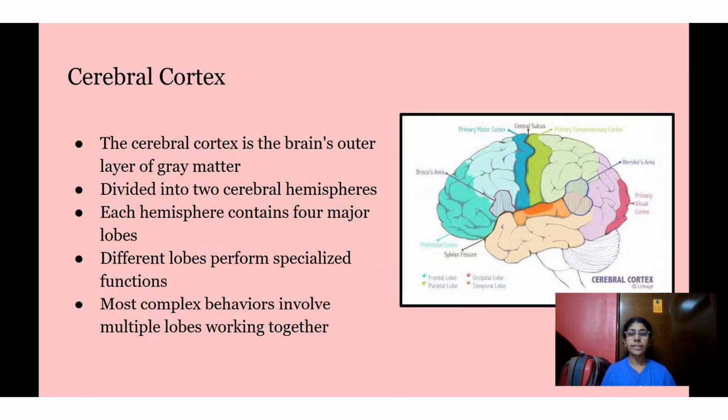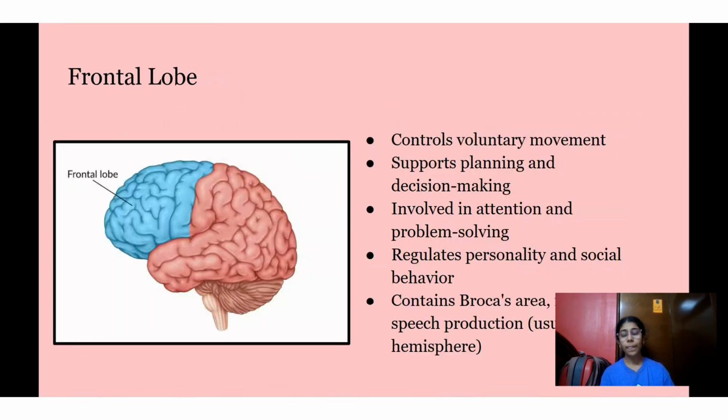The cerebral cortex is the brain's outer layer of gray matter. It is divided into two cerebral hemispheres. Each hemisphere has four major lobes. Different lobes perform specialized tasks, and the most complex of behaviors involve using and working multiple lobes at the same time. The first major lobe to look at is the frontal lobe.